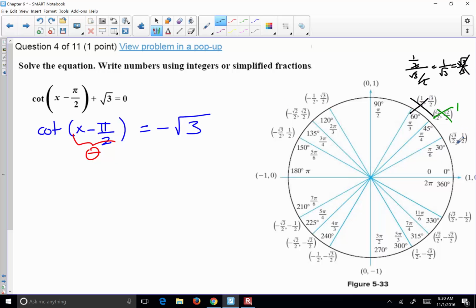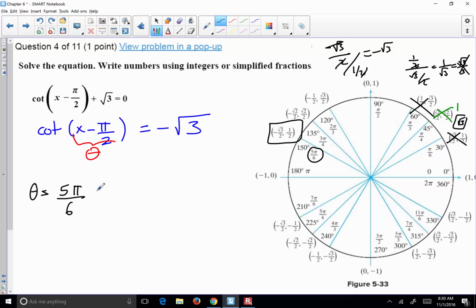How about this one? This makes root 3 over 2, divided by 1 over 2 makes root 3. We're almost close, except for the wrong sign. This is not true either. So I will switch to this side and quickly check out this one. Minus root 3 over 2 divided by 1 over 2 is minus root 3 if you cancel these. Wow, okay, I caught one fish. Theta is, what is this angle? 5 pi over 6 plus 2n pi.